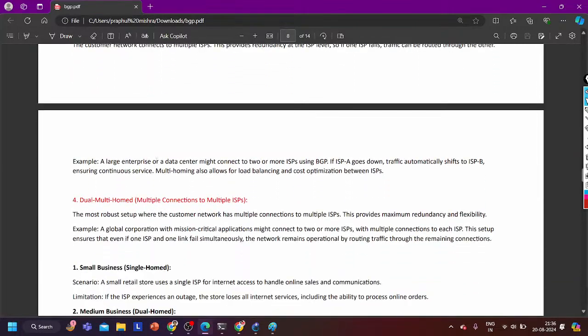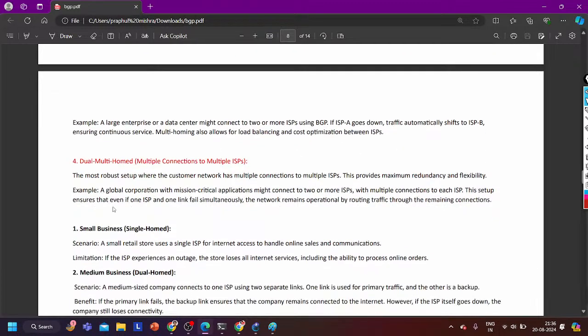Correct? So here we can optimize the cost between ISPs. Then the last type of homing is dual multi-homed. Guys, what is the problem in the previous design?